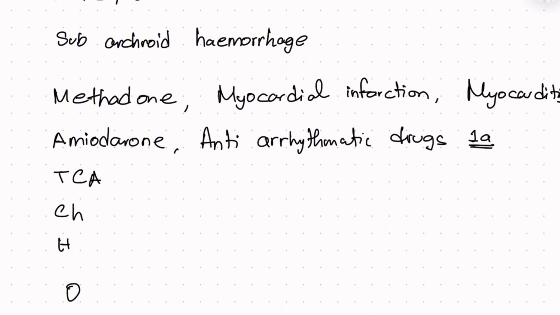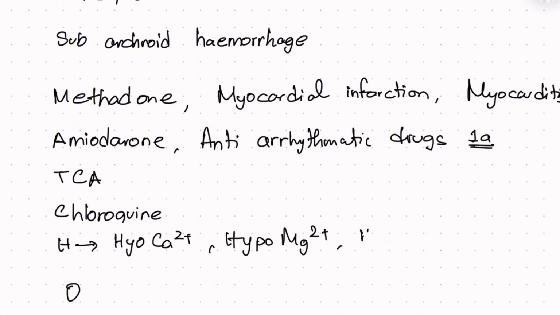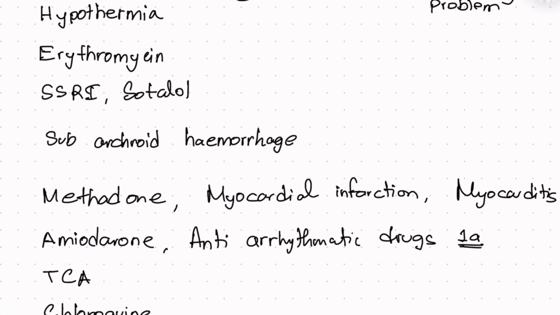With C, we have chloroquine. And with H, we have 3 electrolytes over here: hypocalcemia, hypomagnesemia, and hypokalemia. With O, we have ondansetron. Now we also need to remember, in case of SSRI, an important drug, which is citalopram, because this is very important for the exam.